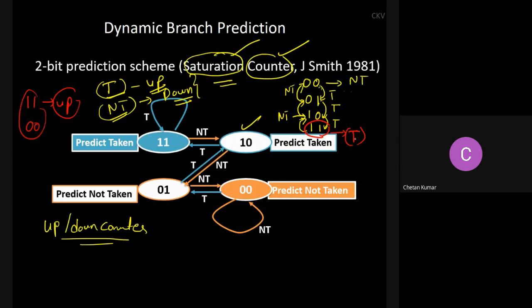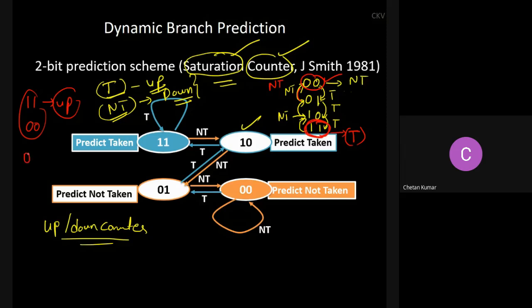If the taken outcome comes again, it is supposed to up count, but it will not up count. It will saturate at 1 1. Similarly, while down counting, whenever you are in 0 0 state and your outcome is not taken, it will saturate at 0 0 only. It will not go back to 1 1. So that was also what we have seen, right?